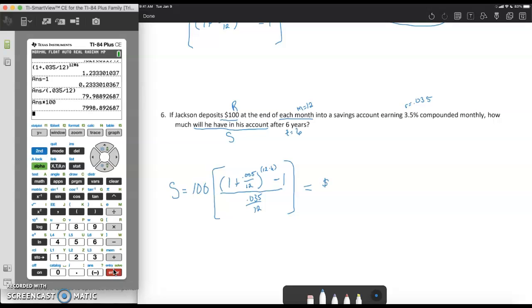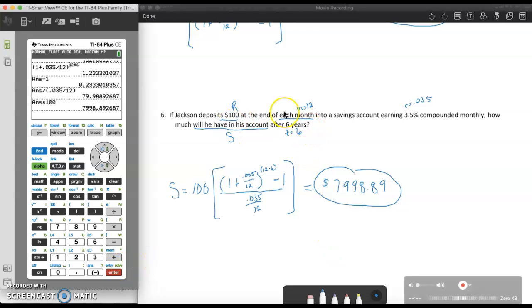So it looks like the final answer here is $7,998.89. So that's how much he will eventually in the future have in that account. And you just want to do a lot of practice back and forth with recognizing the different variables and recognizing if you're finding a future amount, if you're finding a present amount, or if you're finding that big R periodic payment amount. Those are the big key things to recognize to get these correct.